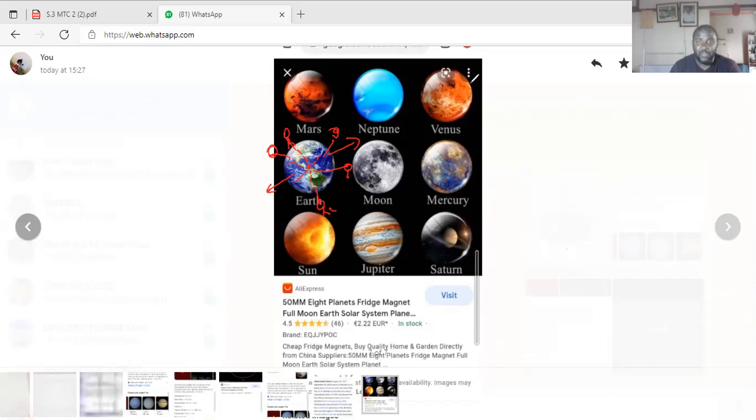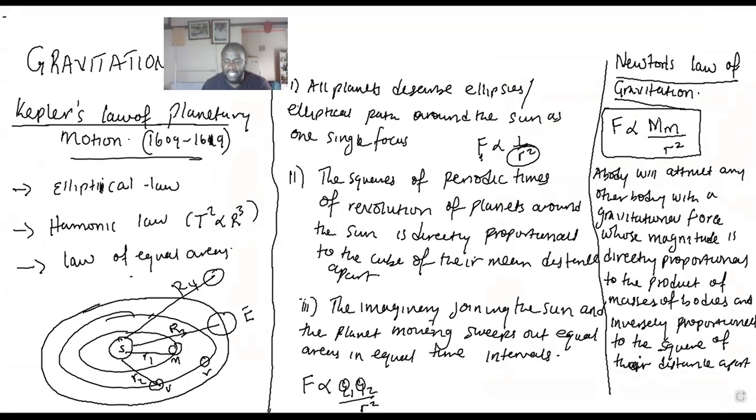Now, when we leave that, we can go and then talk about how they can ask you to use Newton's law to predict Kepler's harmonic law. Yeah, a question can be set. But before I go to that question, we have seen that Newton's law of gravitation says the force is directly proportional to the product of the masses, inversely proportional to the square of the distance apart.